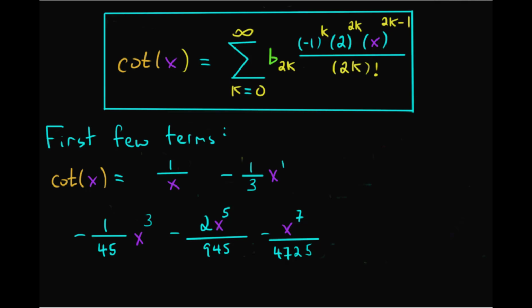You get the cotangent of x equals 1 over x minus 1 over 3 times x to the first, minus 1 over 45 times x cubed, minus 2 times x to the fifth over 945, minus x to the seventh over 4,725, minus dot dot dot.